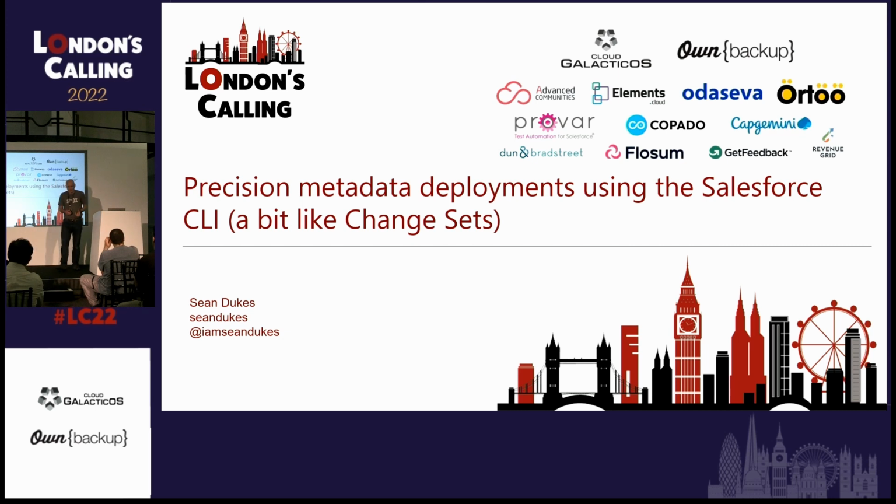Well, basically, what you use a change set for is you make a change in your sandbox, like you create a new field or whatever, and you want to put it in your production org. So you use a change set to transfer that into your production org. But change sets only work in specific situations.